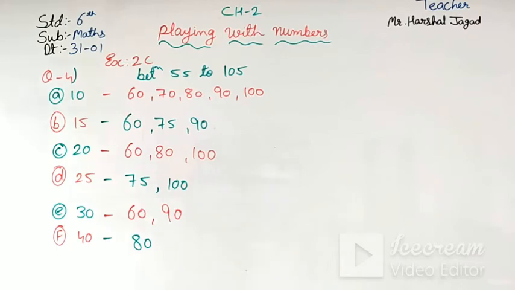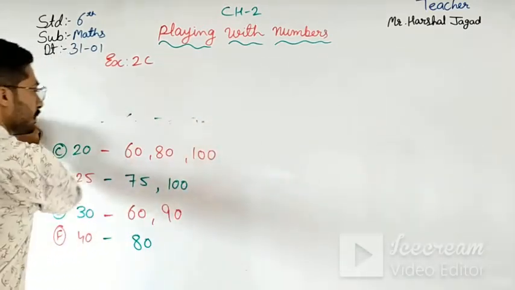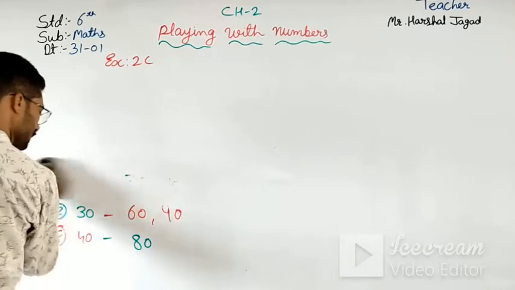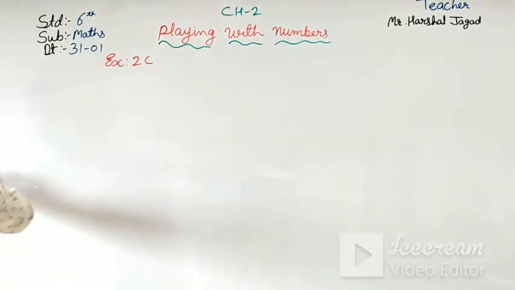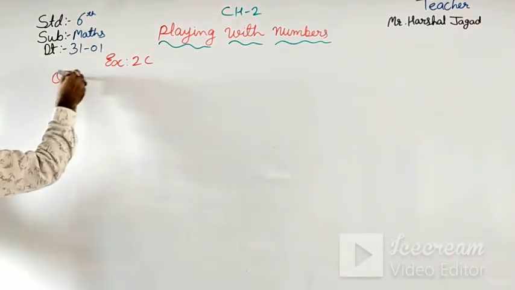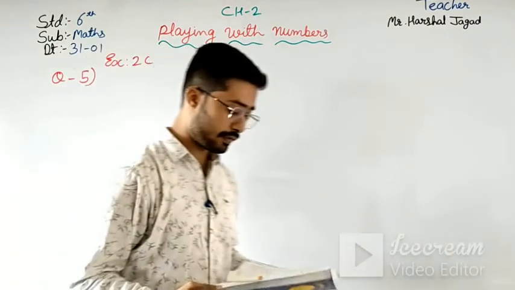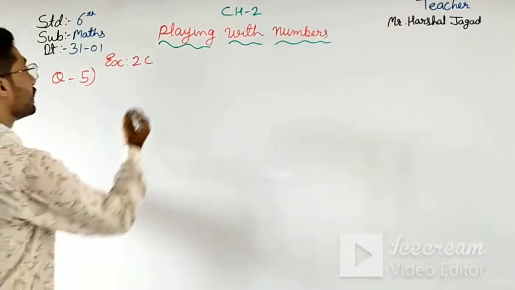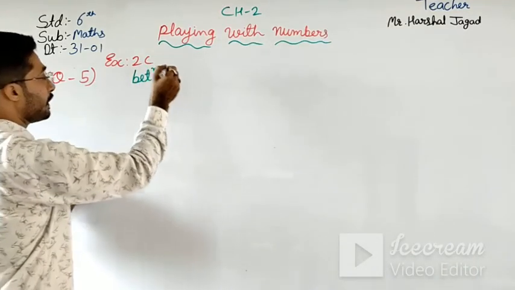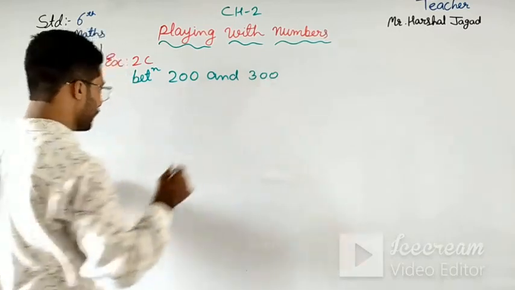Okay, students. Now moving towards question number 5. The question number 5 is: write down the multiples of the following numbers between 200 and 300. Here we have to find the multiples between 200 and 300.